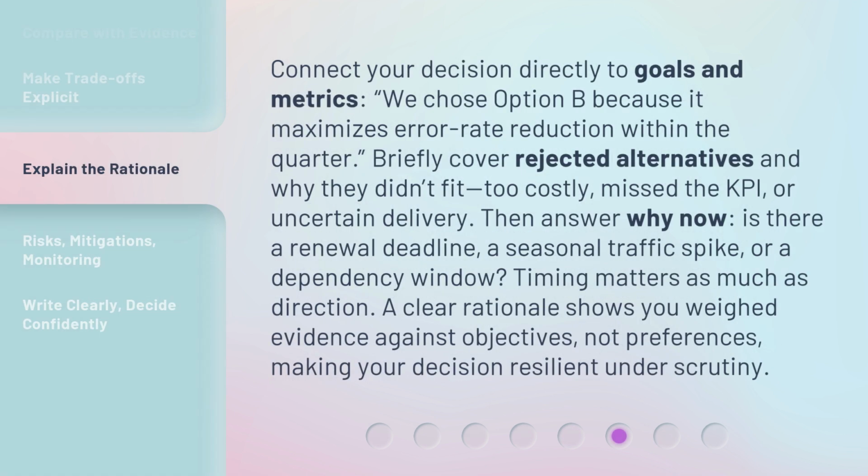Connect your decision directly to goals and metrics. We chose option B because it maximizes error rate reduction within the quarter. Briefly cover rejected alternatives and why they didn't fit. Too costly, missed the KPI, or uncertain delivery.